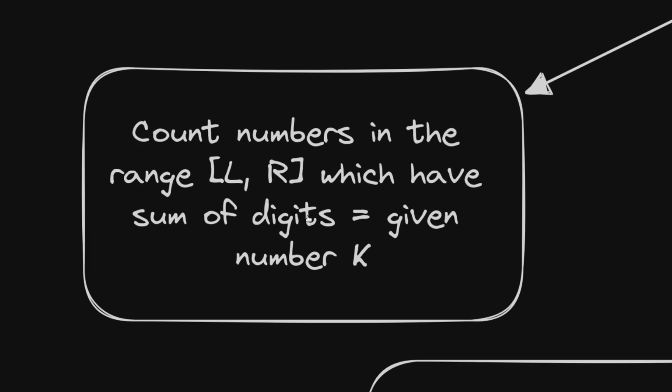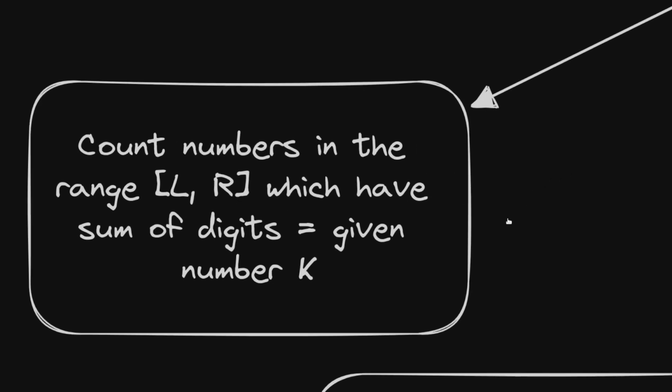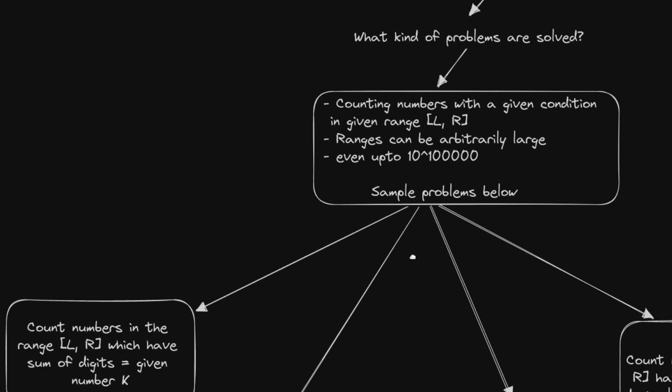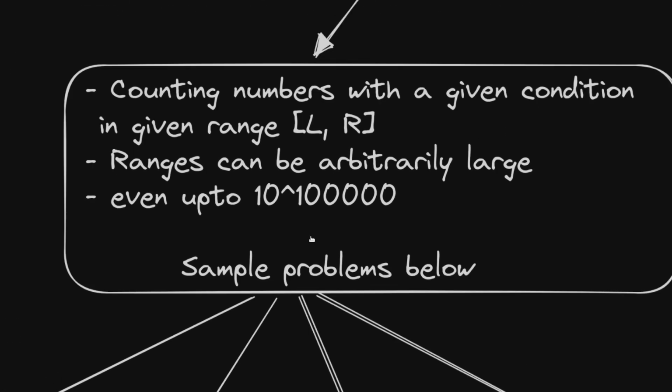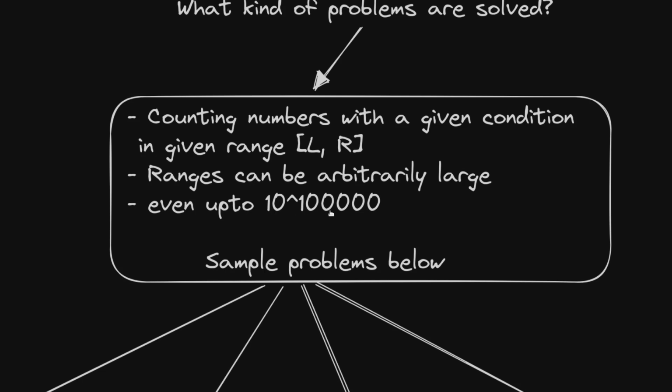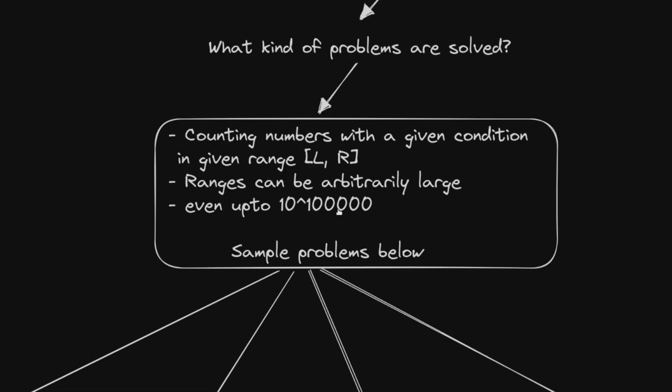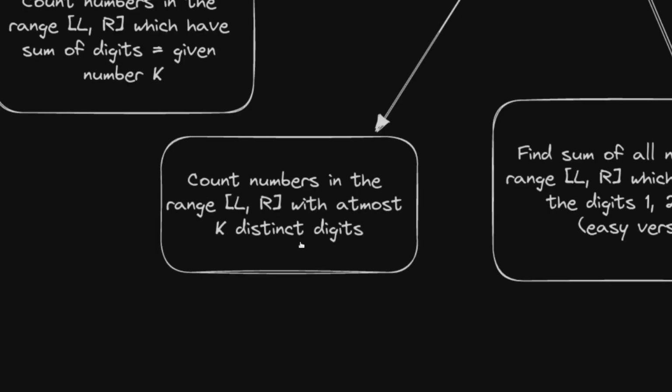You might be asked to count the numbers in the range from L to R, where the sum of digits should be some given number k. Another thing is this L to R can be very large, up to 10 raised to 5. So in general, these problems cannot be solved using a naive approach just by iterating through a for loop. So let's see the next one.